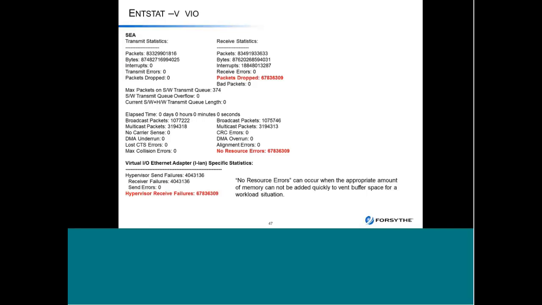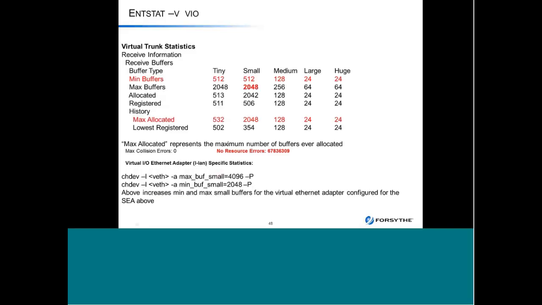So I mentioned the tiny buffers. Under the virtual trunk statistics, you'll see receive information, receive buffers. You'll see min buffers, max buffers, and max allocated. What you're looking for is, for instance, you see here that my max allocated for my small buffers equals my maximum buffers. That means that I was growing from what I normally had, and I hit a cap. So if you see that kind of thing, you're going to want to increase those buffers.